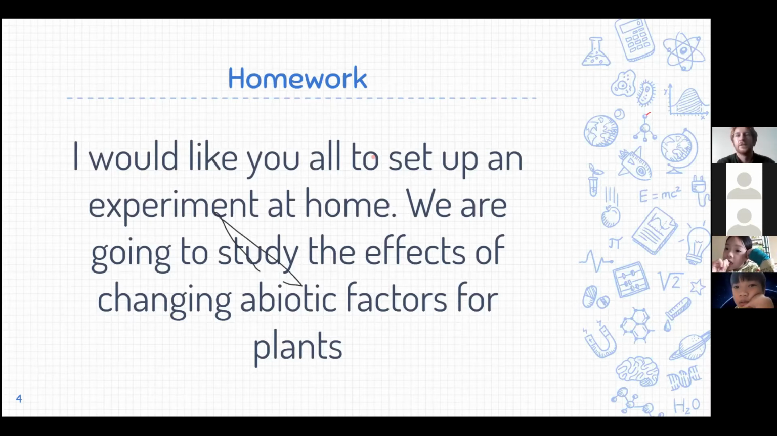Yeah, okay, right. So I'll take some time to re-explain, okay? So I want you to set up an experiment at home. You're going to study the effect of changing abiotic factors. An abiotic factor is a non.